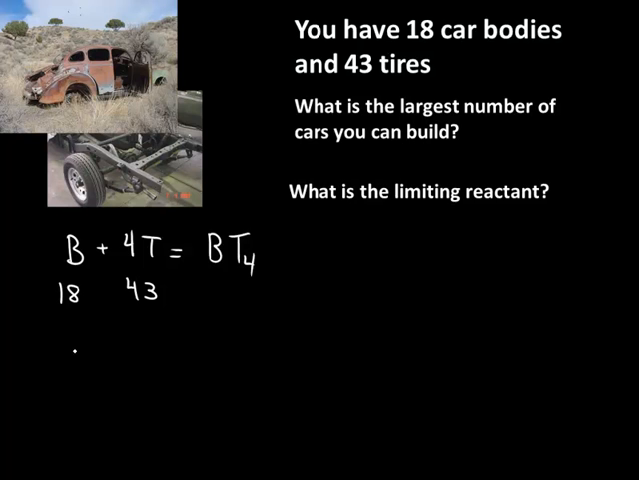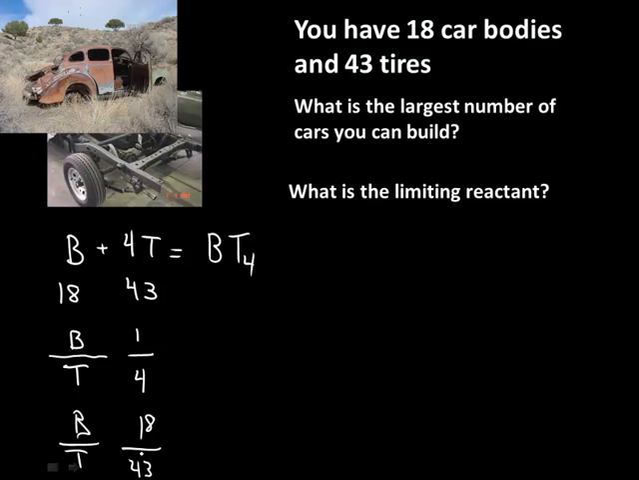What we'll notice here is that our ratio of bodies to tires that we need is a ratio of 1-to-4. That's what we need. Now, what is our actual ratio that we have? The ratio that we actually have of bodies to tires is a ratio of 18-to-43.